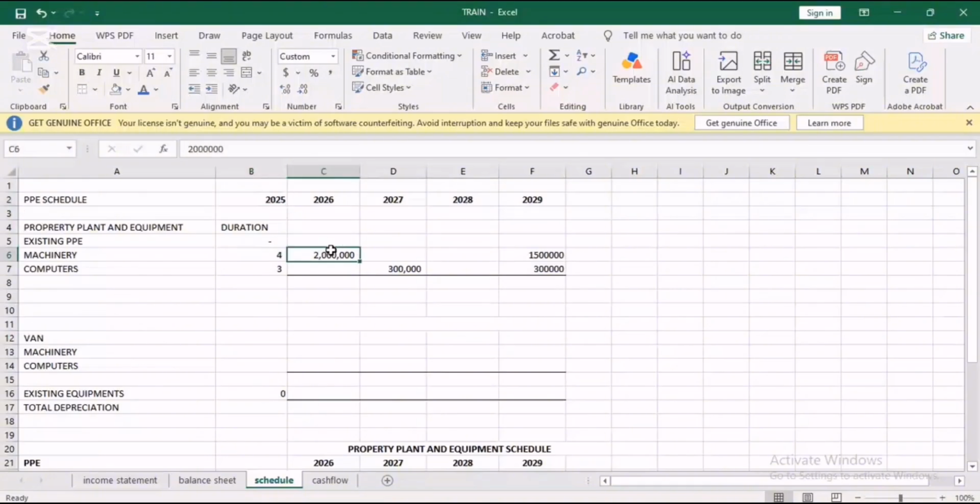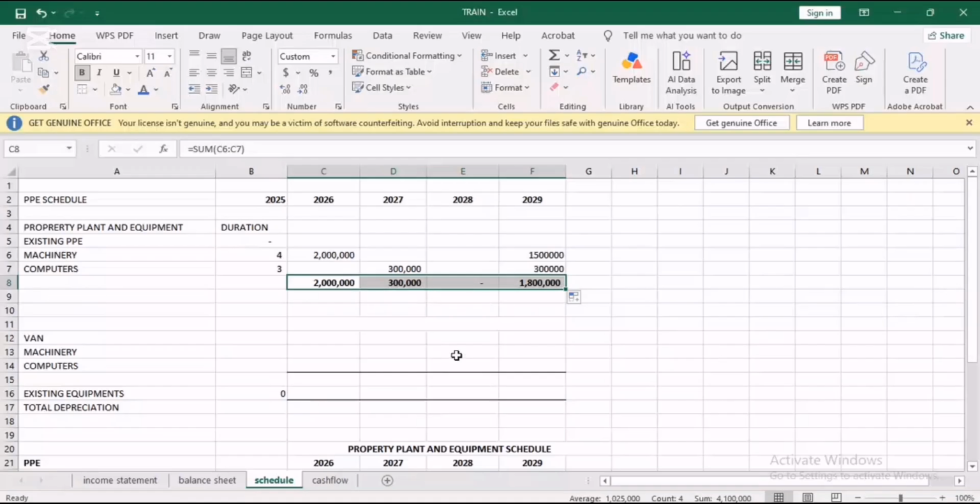Let's add up the items purchased in each period. So we hit our summation. That's that. So let's roll through. So for the first year, the intention is buying an asset of machinery worth 2 million, and subsequently you can see what we have here.